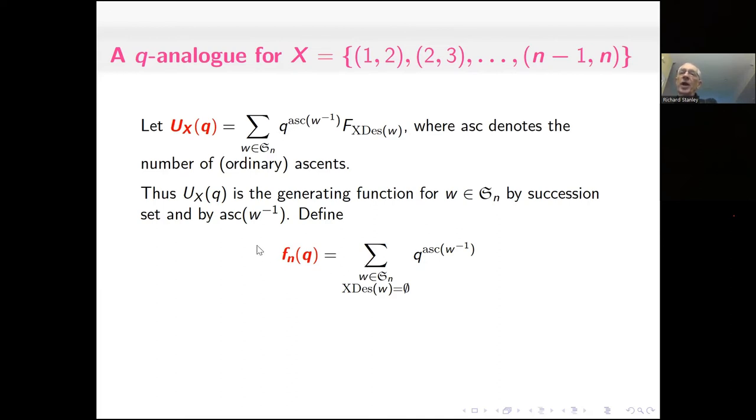But here with this definition, if we let F_n^q be the generating function of permutations in S_n whose X ascent set is empty according to the number of ascents of w inverse. So if q is one, we just get back to my F_n, the number of such permutations with X descent set empty. Then U_X,q, the q-analog of U_X, is very straightforward. F_i gets replaced by F_i^q here, and there's this extra factor q to the n minus i.